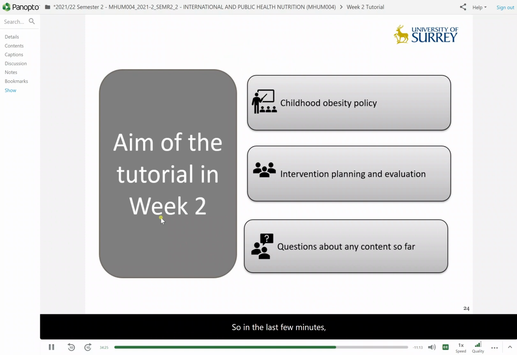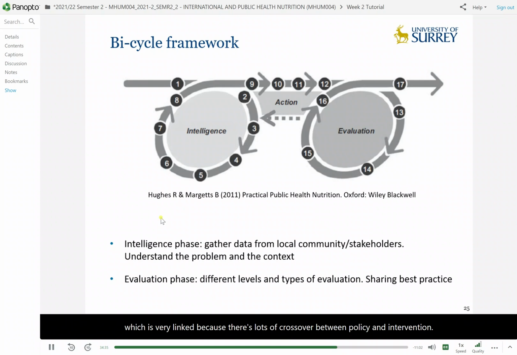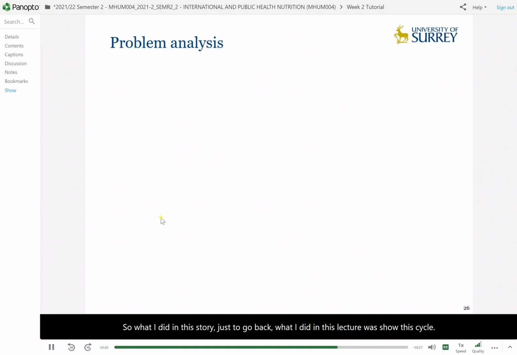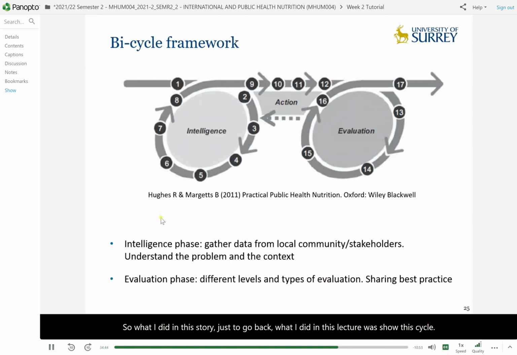So in the last few minutes, I wanted to put a few slides in to refresh and give you an opportunity really to ask any questions about the intervention planning, which is very linked because there's lots of crossover between policy and intervention. So what I did in this lecture was show this cycle. So if we think about planning and intervention, first of all, we need the data to know whether we need to. And that's also true at a national level.